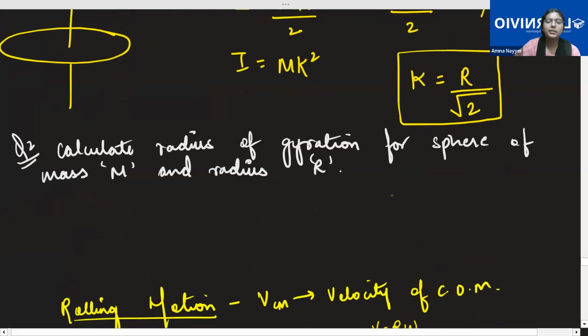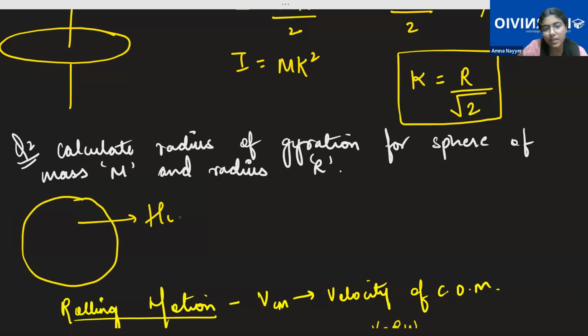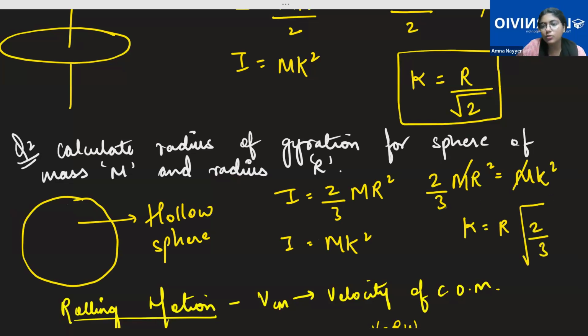Like one more question, let's see this. Calculate radius of gyration for a sphere of mass m and radius r. By default, when nothing is mentioned, we always assume that this is a hollow sphere. So I is equal to 2 by 3 m r square, and moment of inertia is m k square. So you equate them: 2 by 3 m r square is equal to m k square. So mass will be cancelled. K is equal to r root 2 by 3. Got it, Sanidhi? Yes.